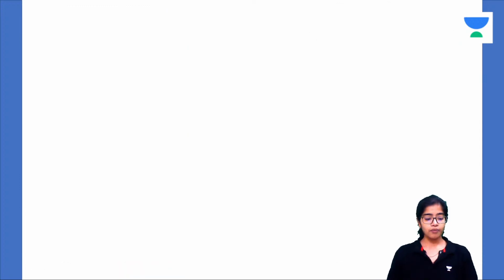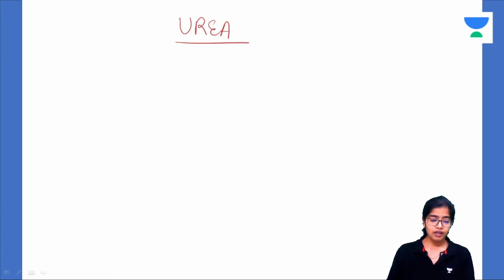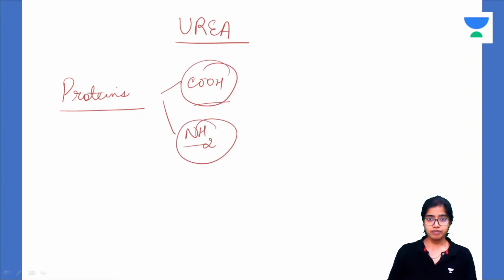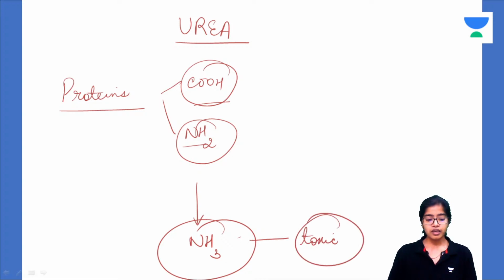Okay. Now, we are starting with the urea cycle, but first of all, let us see what is urea. Urea is the product of the metabolism of ammonia. Now, how is ammonia produced? Look at the biomolecule called protein. Proteins are made up of amino acids having a carboxy terminal and an amino terminal. Once they are degraded or digested inside our body, what do they produce? They produce ammonia. Now, this ammonia is highly toxic.